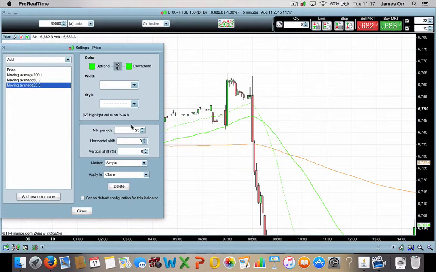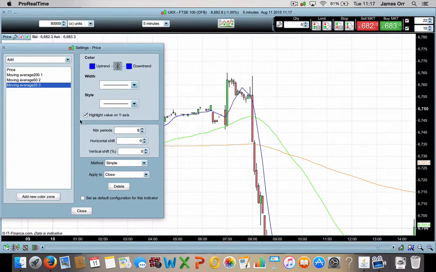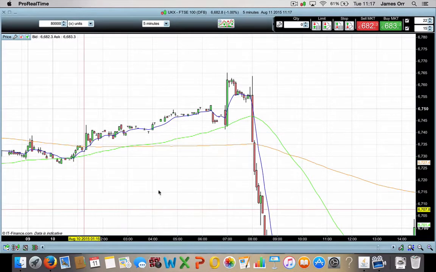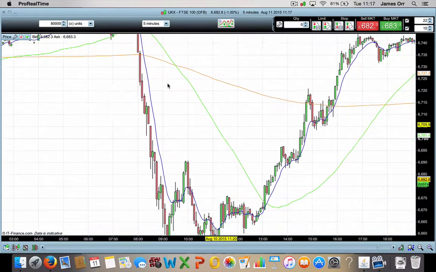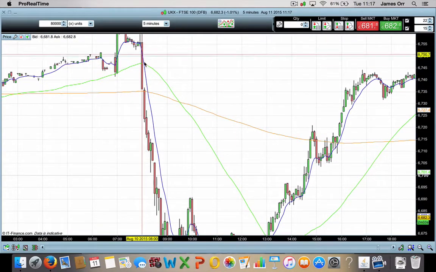The other moving average I use is probably the one I use most often. Let me just change it to blue. It's the 8 moving average, but it's not simple, it's exponential. Exponential just means it's giving more weight to recent closes when it's calculating itself. I use the exponential moving average for two things.